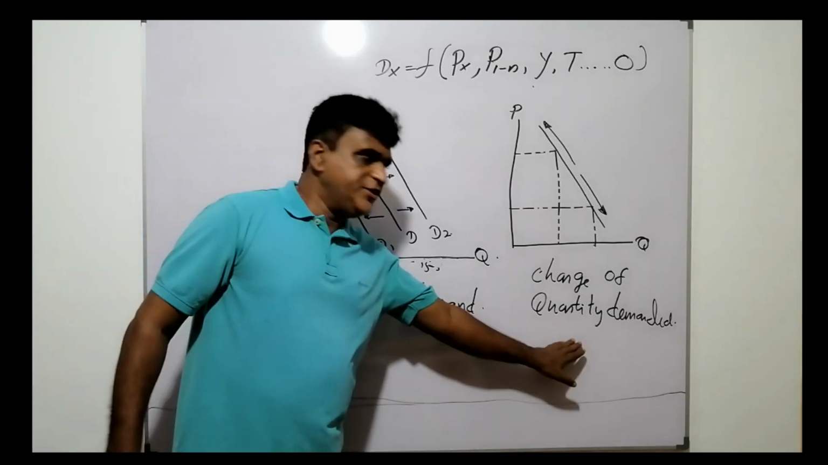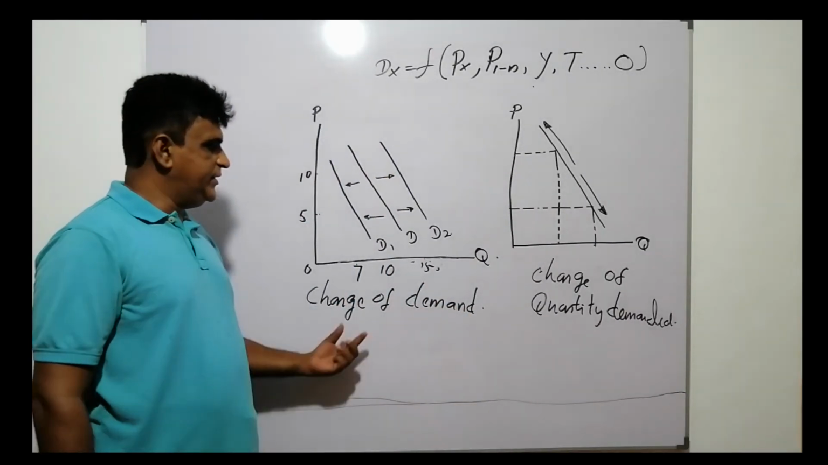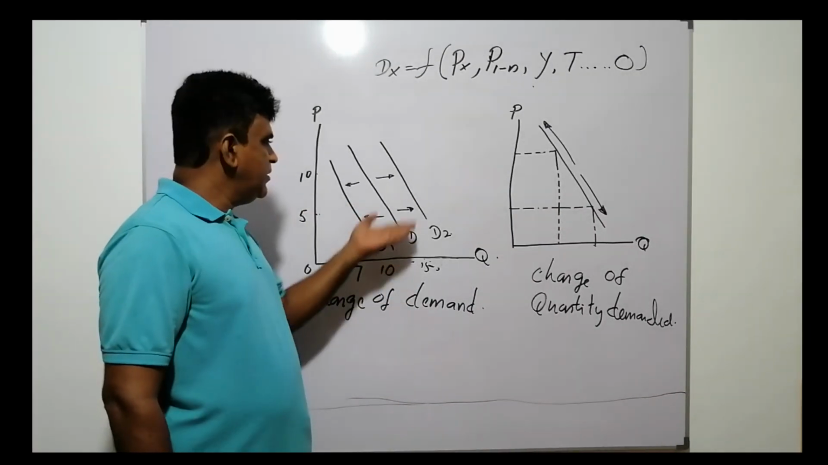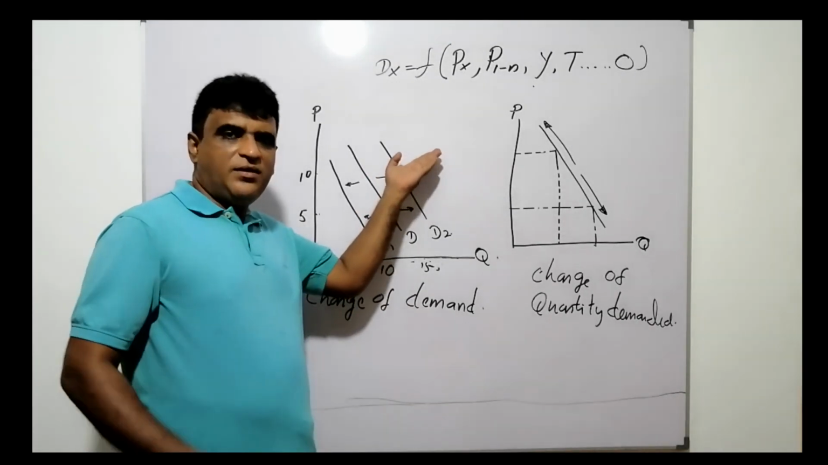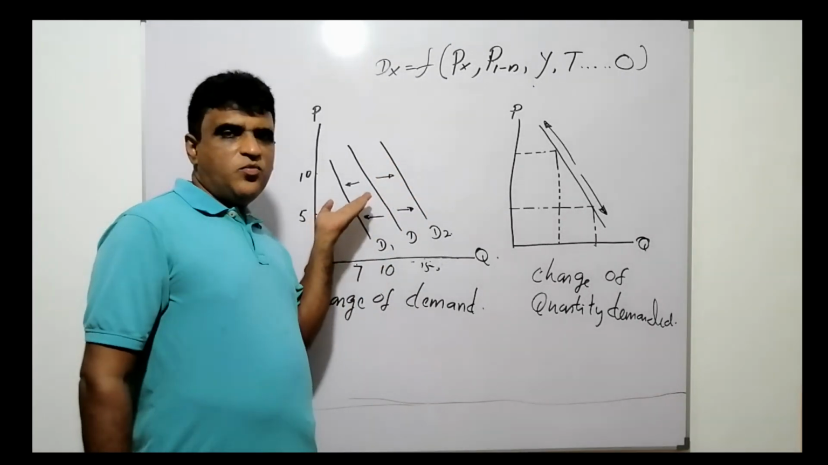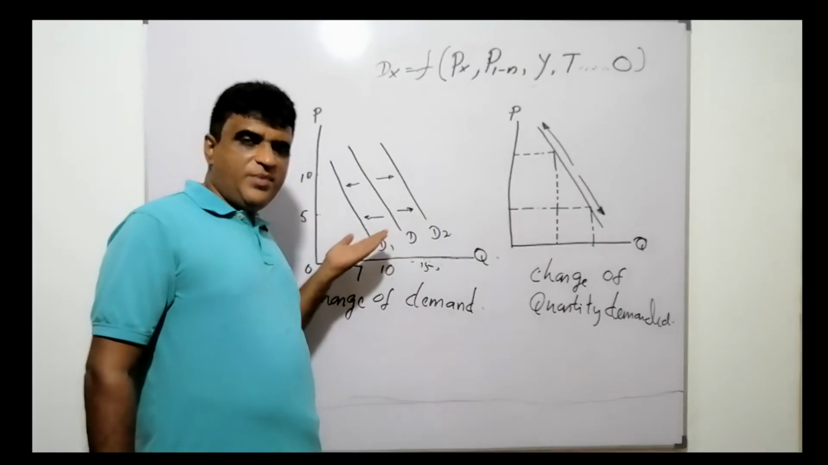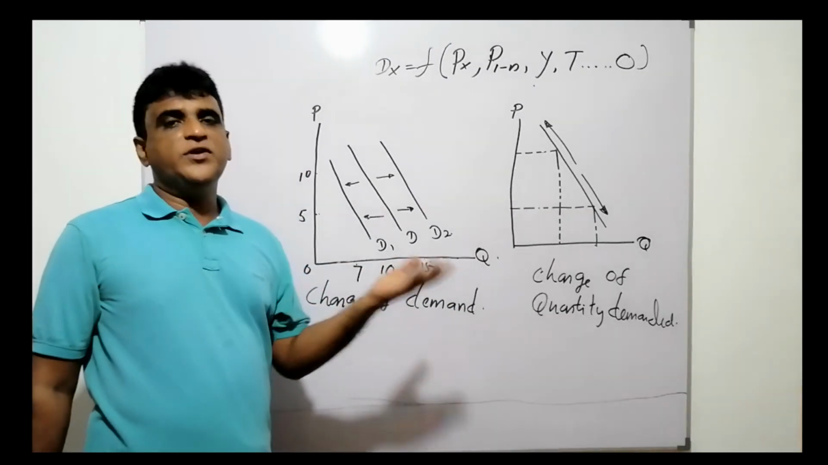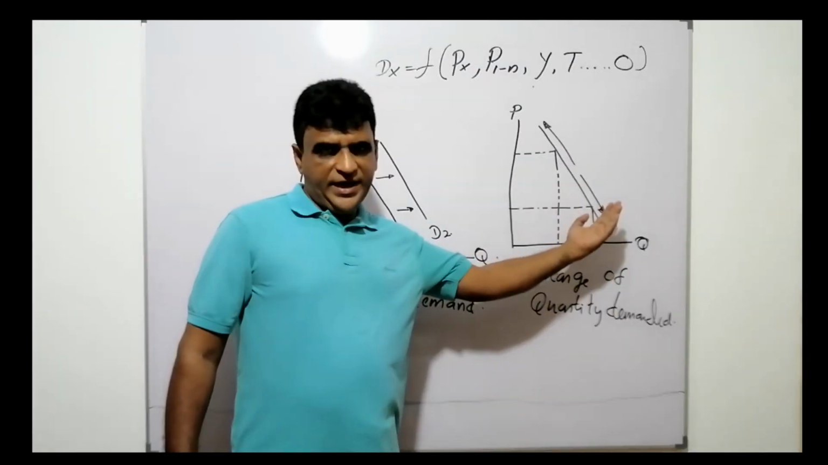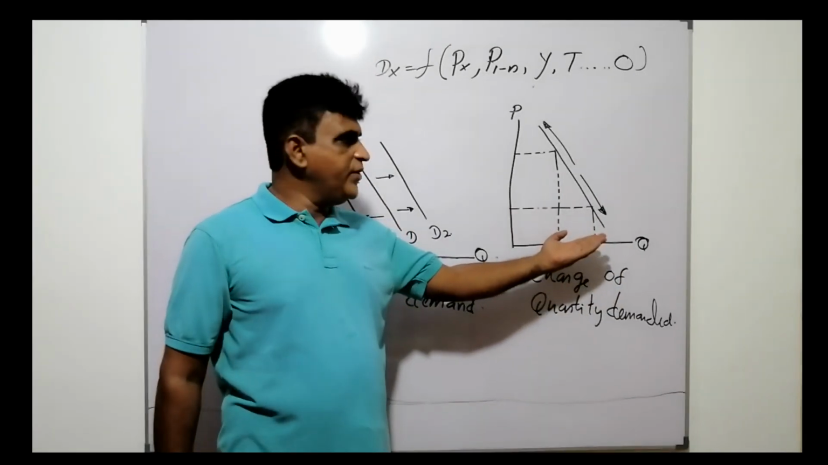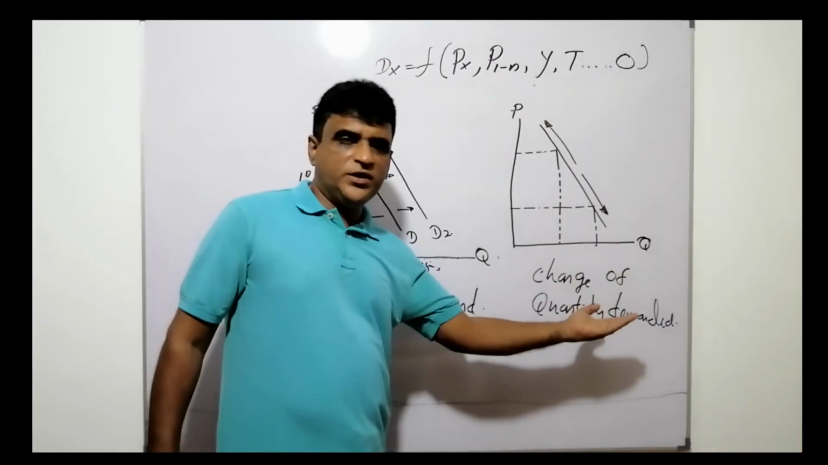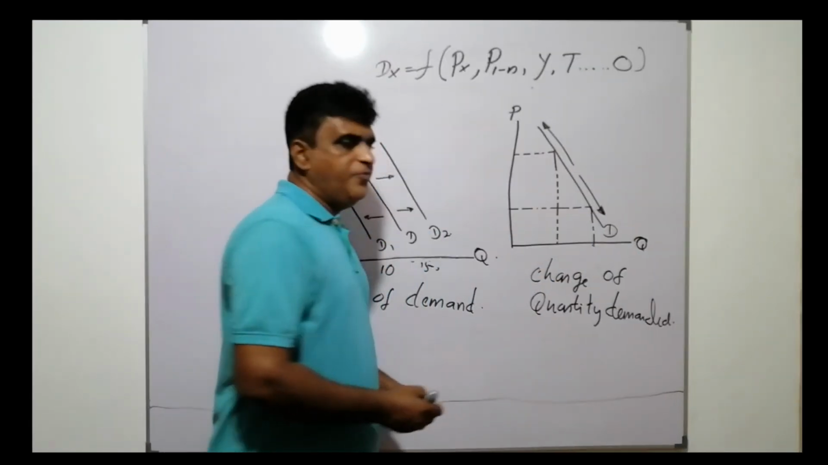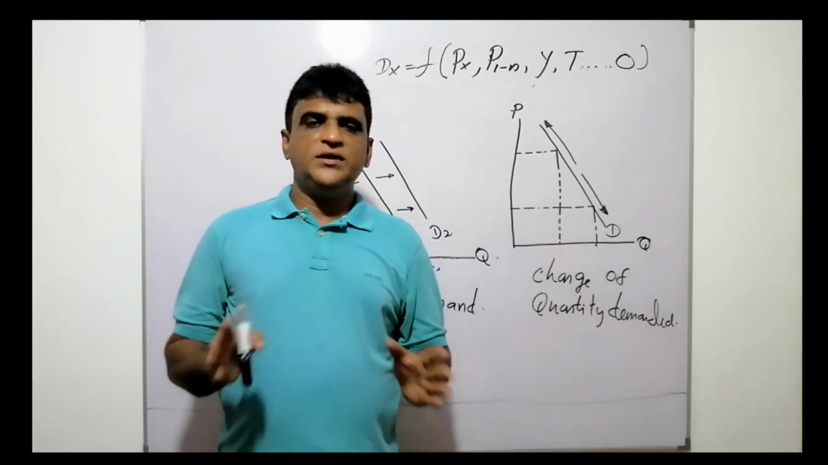Change of demand and change of quantity demanded. This is the difference, right? Change of demand is also known as moving the demand curve leftward or rightward, outward or inward, and change of quantity demanded is known as moving upward or downward along the demand curve.